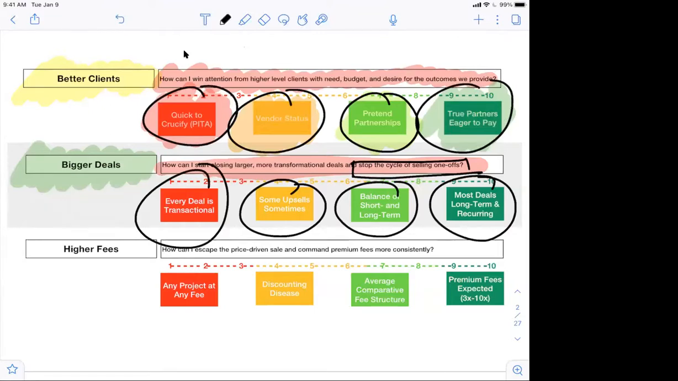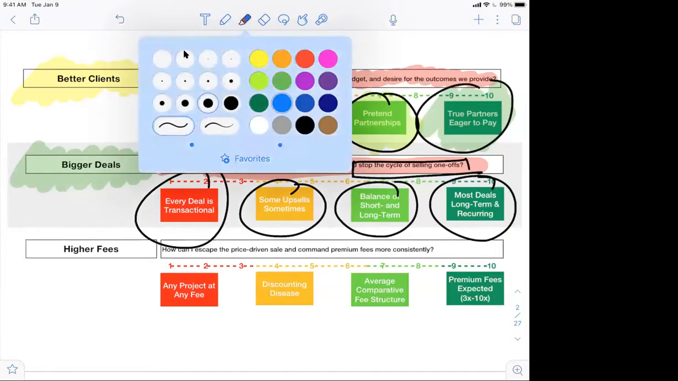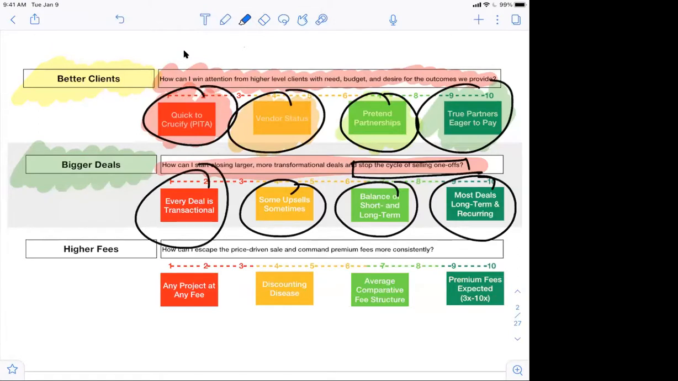And then let's go to the third one before we dive into the detail here. The third one is one of my favorites, as you could probably guess, which is higher fees. Operative question under higher fees is, how can I escape the price-driven sale? How can I escape the price-driven sale and command premium fees more consistently? And let me again put premium fees and more consistently in a box, because that's really what this is about.